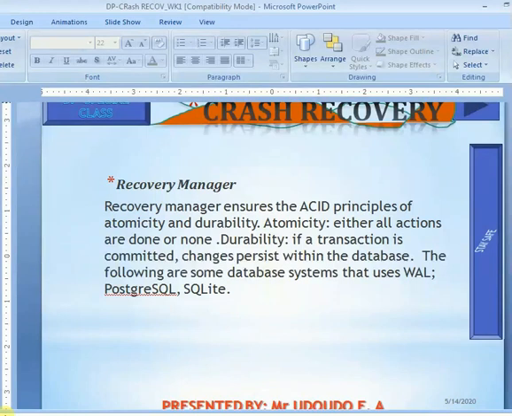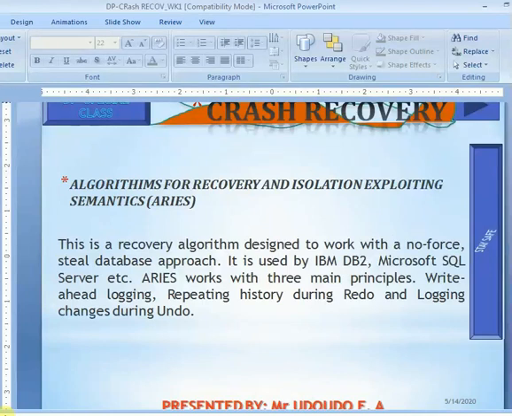Okay, at this point, let's move on to something else. Still on it, one of the examples of the WAL protocol is ARIES, Algorithms for Recovery and Isolation Exploiting Semantics. What is it all about? It is designed to work with a no-force, steal database approach. So what is it all about?